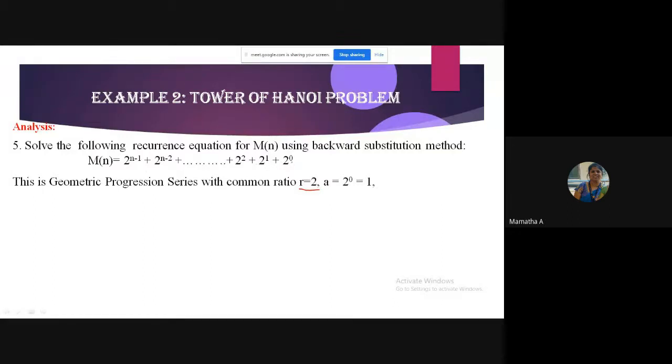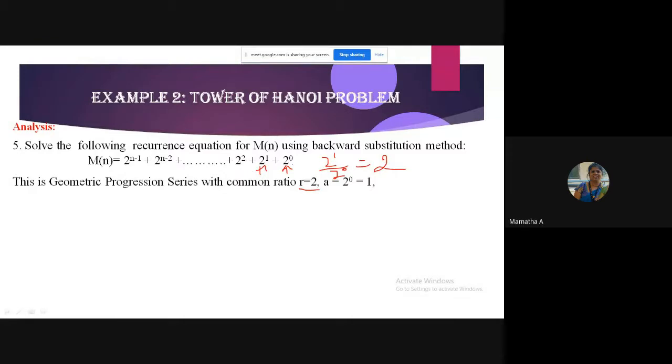If you write it in the reversed way, 2 power 0, 2 power 1, the second term divided by the first term, what do I get? This is my first term, this is my second term. Second term divided by the first term, 2 power 1 divided by 2 power 0. What do I get, students? The common ratio between them is 2. Similarly, 2 power 2 divided by 2 power 1, 4 by 2, is 2.